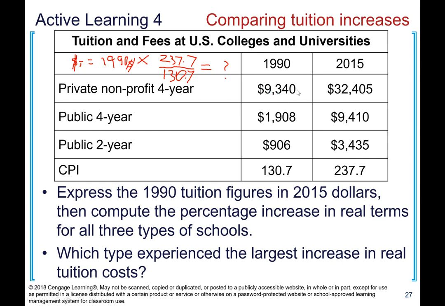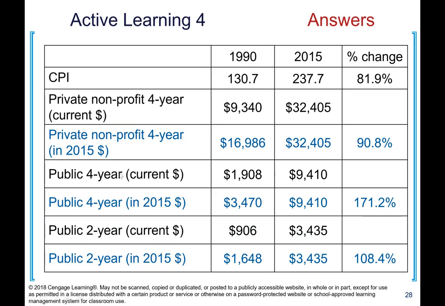Okay, if you compare these two numbers, that in 1990 private college was 9,000, and in 2015 private college is 32,000, you will get numbers that are misleading and wrong. You've got to calculate this dollar in 2015 dollars, and you do the same for public four-year college and public two-year college, and let's see the next slide. And we have done the calculation using that formula.